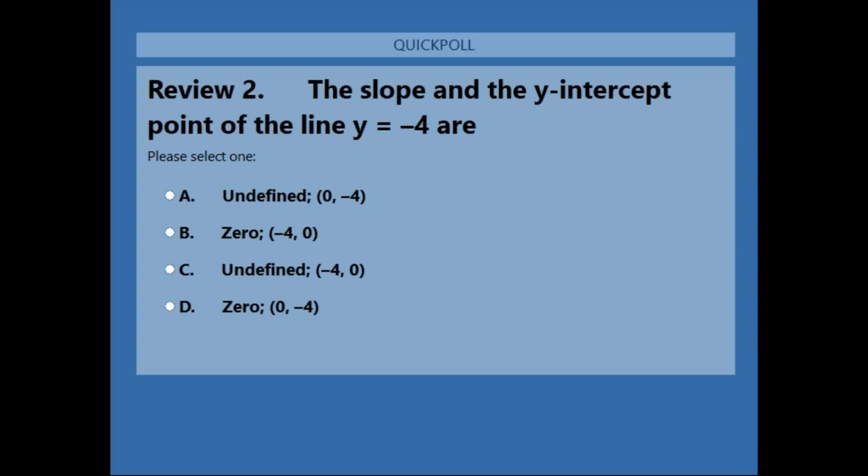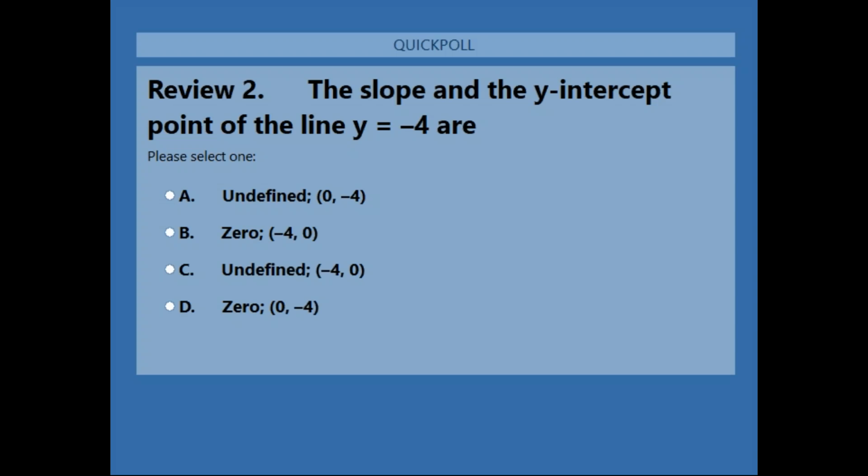I want to remind you that y equals negative 4 is really y equals 0x minus 4. And if you graph the line, you will find out that this line is a horizontal line. Then what would be the slope? What would be the y-intercept point? A few more seconds. We'll go over this question.